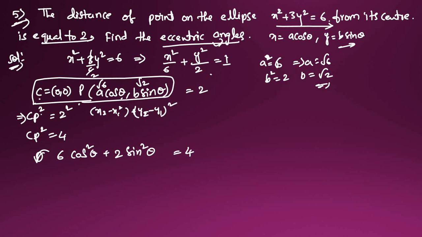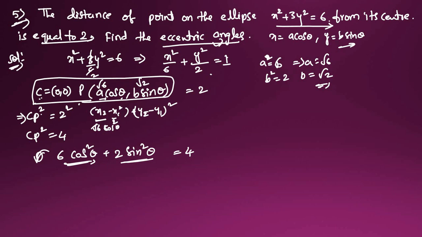So (x2 minus x1) whole square means this is x2, x2 is equal to this place, and minus x1, x1 is 0. So here root 6 cos theta will come. The root and square will get cancelled, cos square theta will remain. This is 6 cos square theta, and 2 sin square theta will remain here.